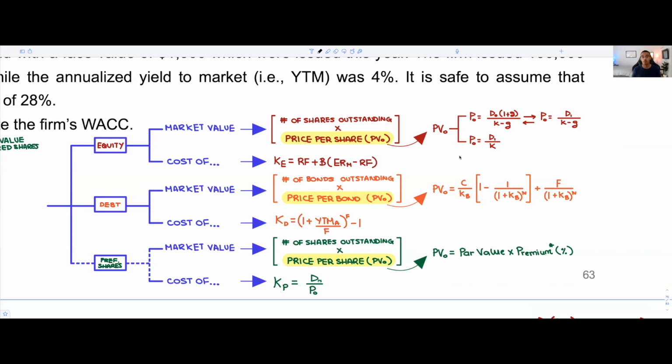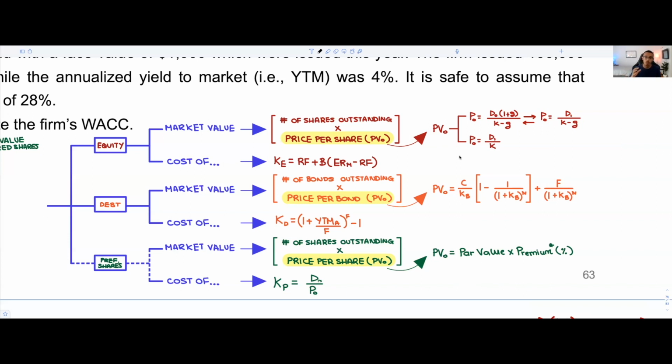And in order for you to do so, it's very simple. It's actually the simplest thing out there. It's simply the SML line: the risk-free rate plus beta times the market risk premium, which stands for the market return minus the risk-free rate. It's really as easy as that. Kind of a walk in the park.